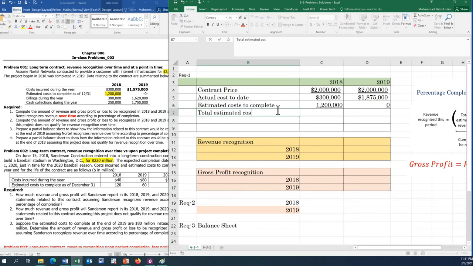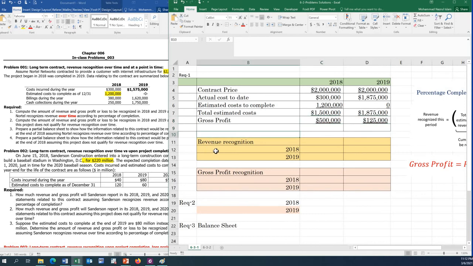Actually, total estimated cost. So the total estimated cost would be 300,000 plus 1,200,000, and this year it should be these two. So total cost, and let's use the underline again. Based on this, the gross profit would be 2 million minus this cost. Okay, and here 2 million minus this cost. So this is the total gross profit for that year.